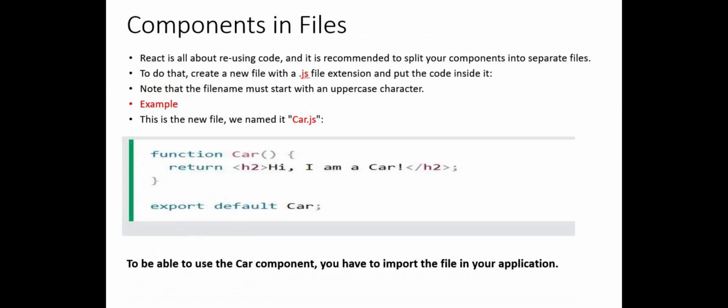Code. Components in files. React is all about reusing code, and it is recommended to split your components into separate files. To do that, create a new file with a .js file extension and put the code inside it. Note that the file name must start with an uppercase character. Example. This is the new file, we named it Car.js.